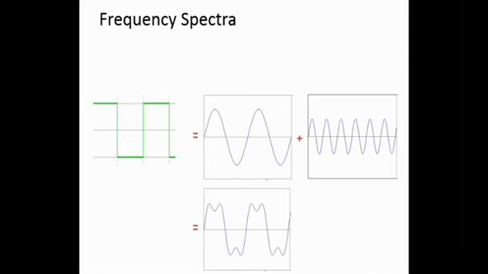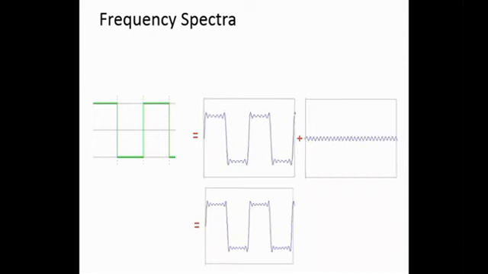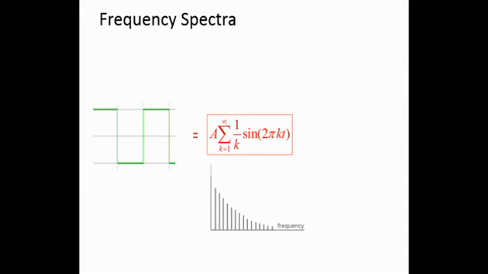So as I keep on adding these additional sinusoids, I get closer and closer to the square wave that I'm trying to create. And when I look at it in the frequency domain, you can see that I'm adding together a set of sinusoids at increasing frequency and decreasing amplitudes. So the amplitudes are some a over k, and the frequencies are proportional to k.